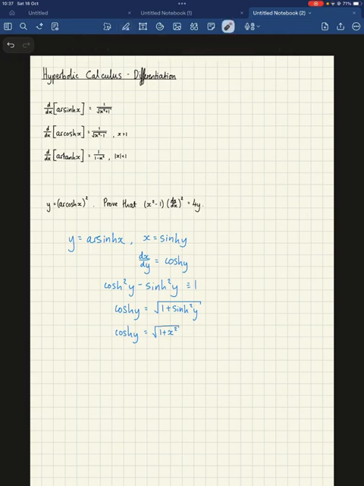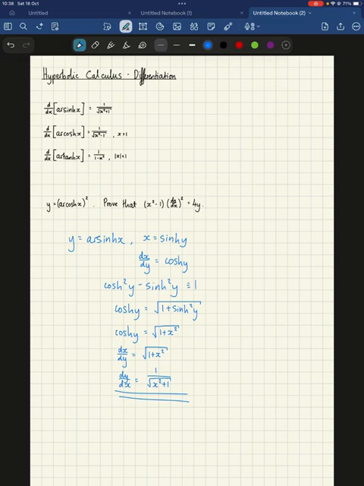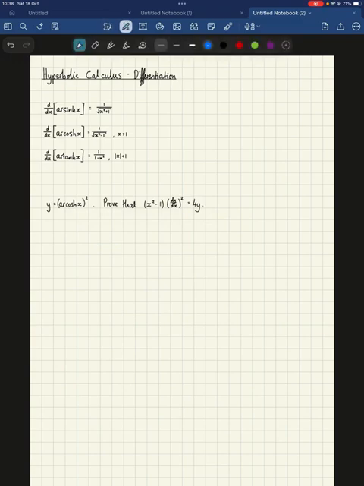We know that cosh y was dx by dy, so dx by dy is the square root of 1 plus x squared. To get dy by dx, we just take the reciprocal of both sides. So we get 1 over the square root of x squared plus 1, which is the same thing. So we have proved that dy by dx is 1 over the square root of x squared plus 1. I guess you don't really have to know these because they're in the formula book, but it would be good to be able to know them.